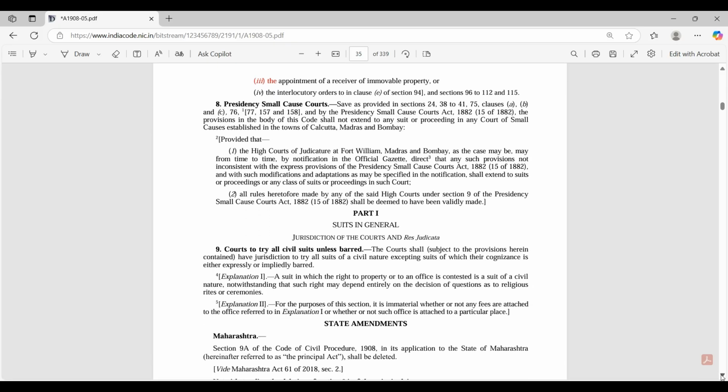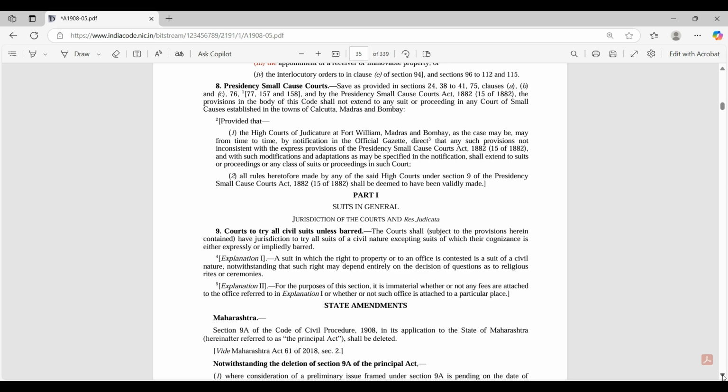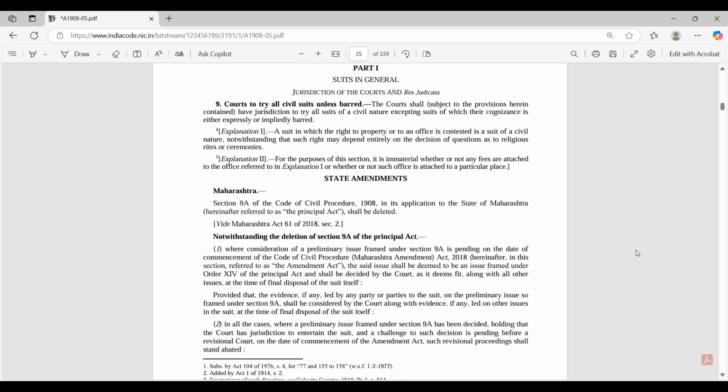Now, Presidency Small Cause Courts, we do have orders for that. We'll be seeing those orders as well, which relate to small cause courts. Coming directly to Section 9, courts to try all civil suits unless barred. The court shall entertain all cases if it has jurisdiction to try all suits of a civil nature, excepting suits whose cognizance is either expressly or impliedly barred.